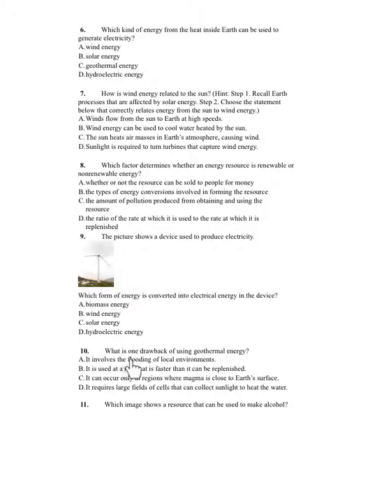Number 10. What is one drawback of using geothermal energy? A, it involves the flooding of local environments. B, it is used at a rate that is faster than it can be replenished. C, it can occur only in regions where magma is close to the Earth's surface. D, it requires large fields of cells that can collect sunlight to heat the water.